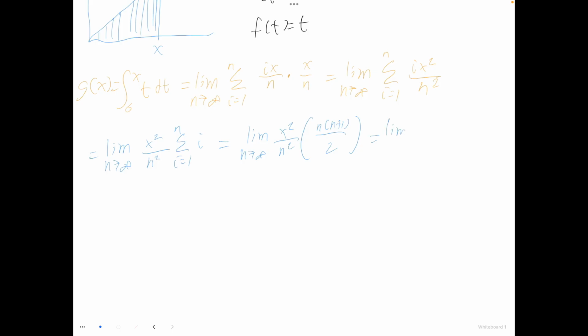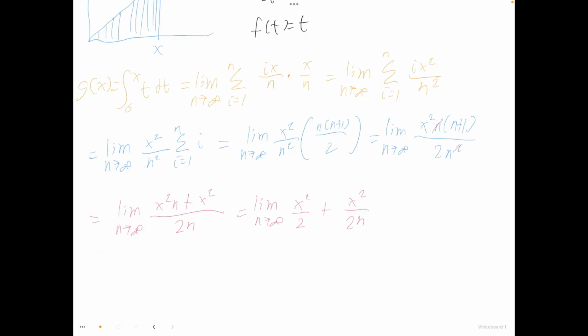And so we have the limit as n goes to infinity of x squared n times n plus 1 divided by 2 times n squared. We can cancel an n on the top with an n on the bottom to give us the limit as n goes to infinity of x squared n plus x squared divided by 2n, which is the limit as n goes to infinity of x squared over 2 plus x squared over 2n.